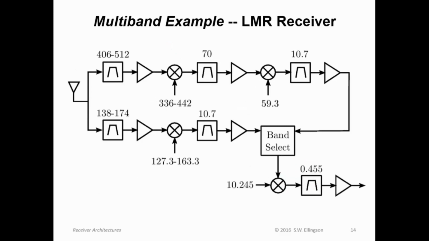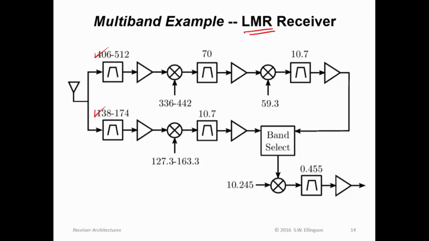Similarly, spectrum analyzers use up-down conversion. Multiband receivers are fairly common. Let me show you an example of multiband receiver architecture that might appear in land mobile radio. In land mobile radio, there are actually several bands which are commonly used, and in some applications, such as police communications and government communications, you have to be able to operate on both bands. So let's say you have to operate on 138 to 174 megahertz and also 406 to 512 megahertz.